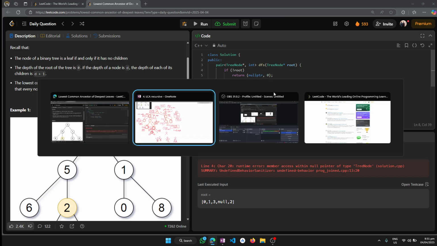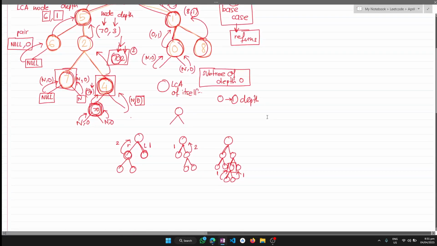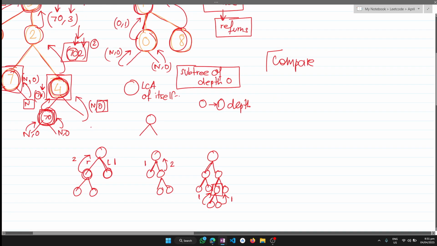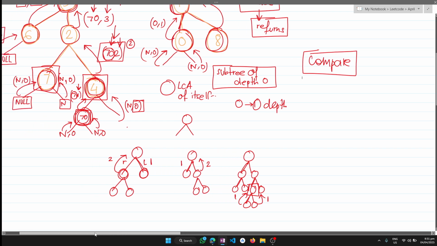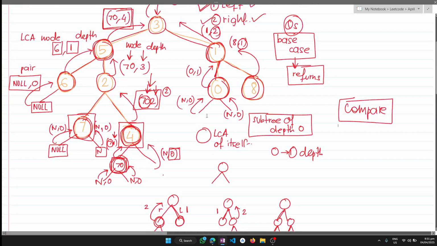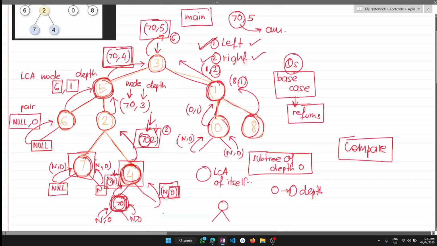Right. After having made both of the recursive calls, what do you do? Do you remember? You compare the depths. Always remember this. Not remember actually, but try to understand this. Don't memorize this. Try to understand why we are comparing the depths. You see, why did I carry forward the 70 comma 1 over here and not the null comma 0? Because this had greater depth. And similarly, the same thing over here.